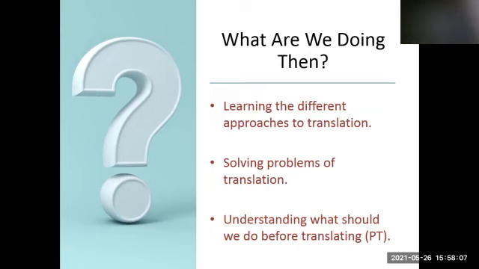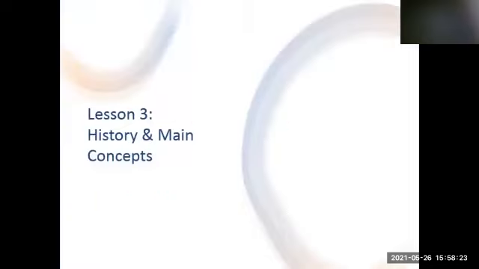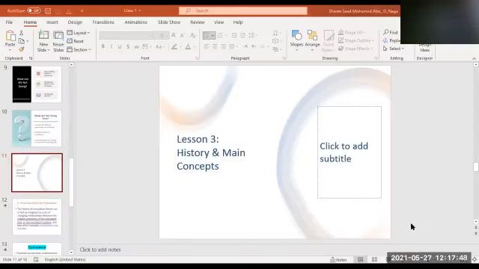We'll learn different approaches to translation, we'll solve problems of translation, and we will learn what we should be doing before translation, before embarking on the process itself. And then in the next lesson, we will be talking about the history of the science of translation and the main concepts. We are still working on Unit 1. So far, we have done ethics code in translation, and we have learned what we are going to do and what we are not going to do in this course. Now, let's go deeper into some concepts.